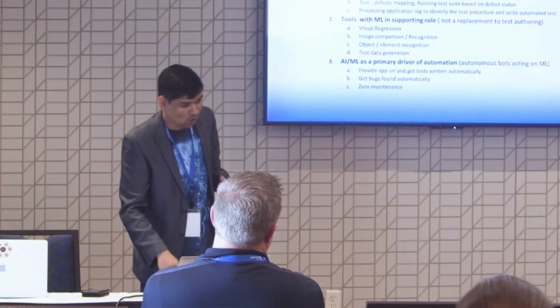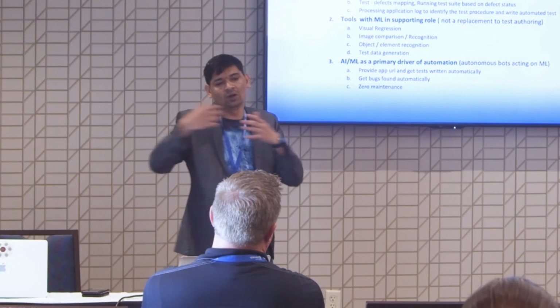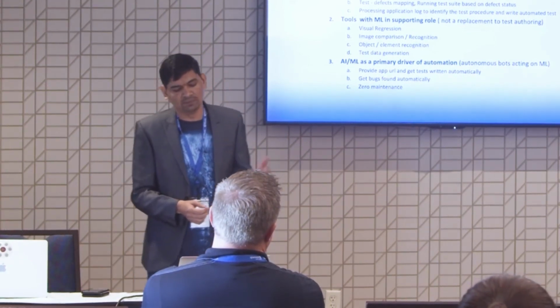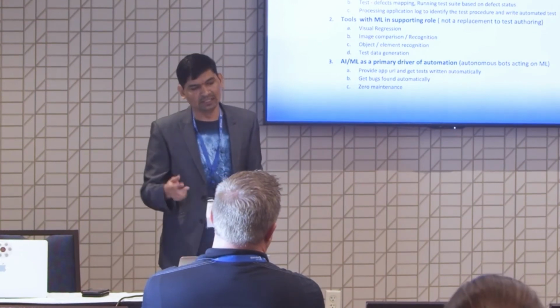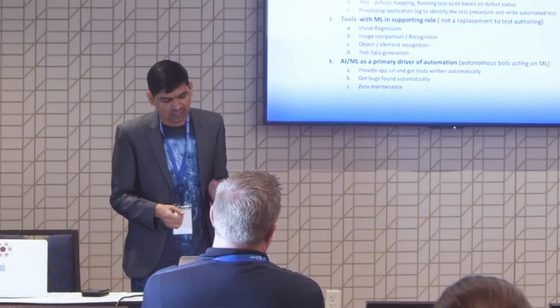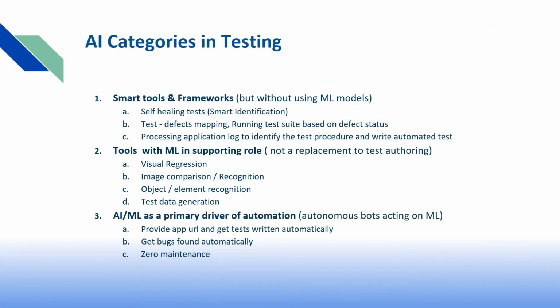Processing application logs, identifying the flow chart, and then creating test cases from that log. So these are just a few examples which don't use ML. In case of self-healing, it may or may not. That could also come in an ML supporting role. The second category is tools with machine learning in a supporting role. I'm saying machine learning, but in a supporting role, not as a primary driver of my automation.